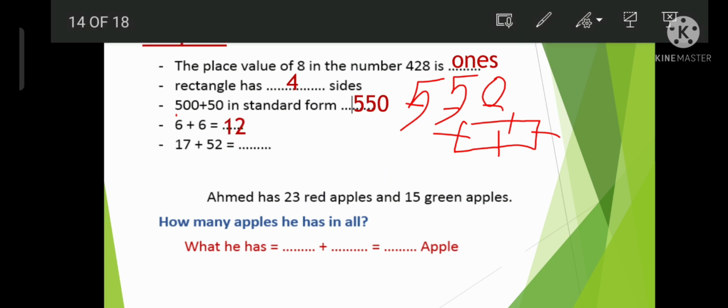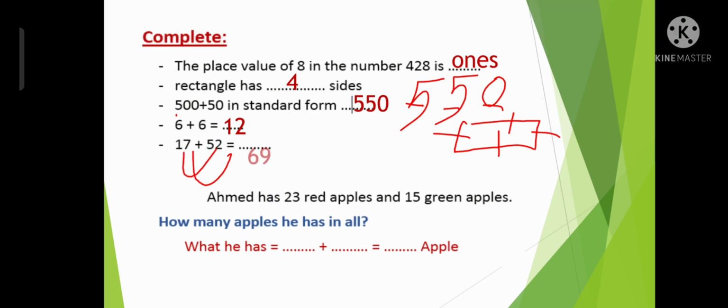And 17 plus 52. Ones plus ones, 7 plus 2 equals 9, and tens with tens, 1 plus 5 equals 6, so it will be 69. Ahmed has 23 red apples and 15 green apples. How many apples does he have in all? In all we make addition, so we have two numbers, 23 and 15, so 23 plus 15 equals 38. Ones plus ones, tens plus tens.